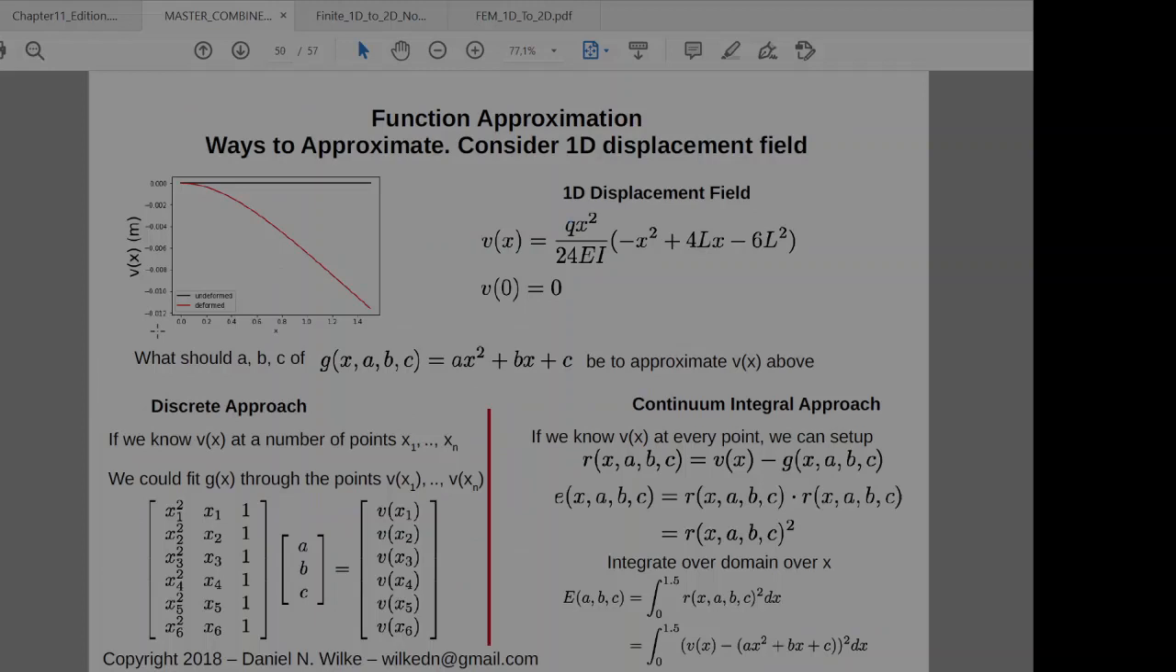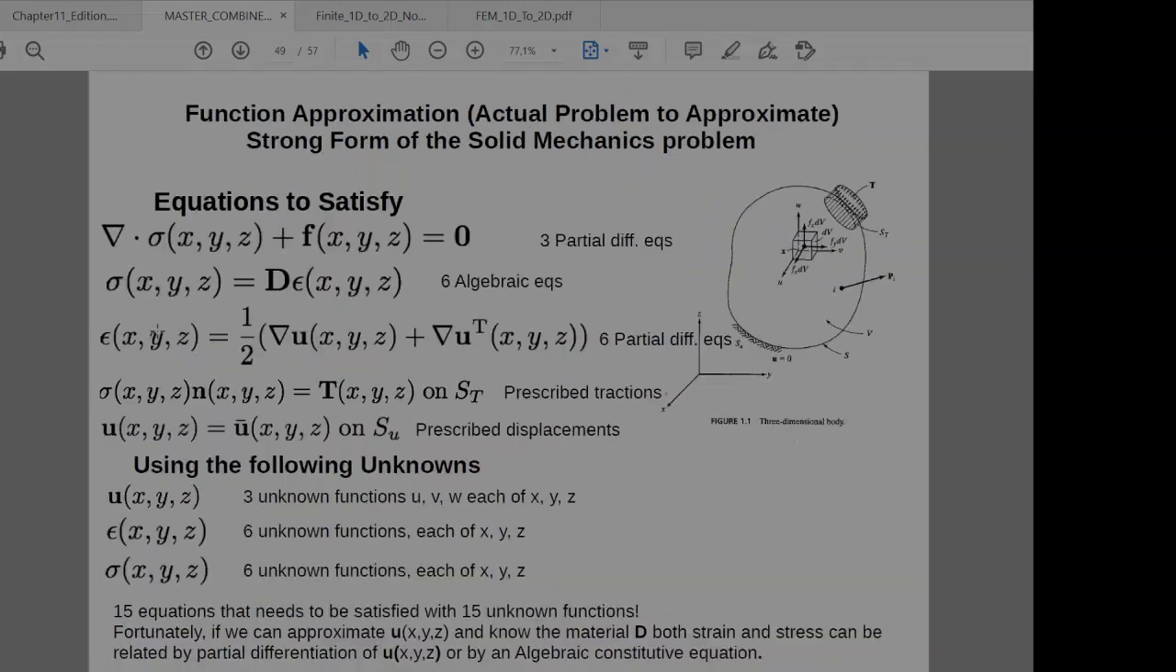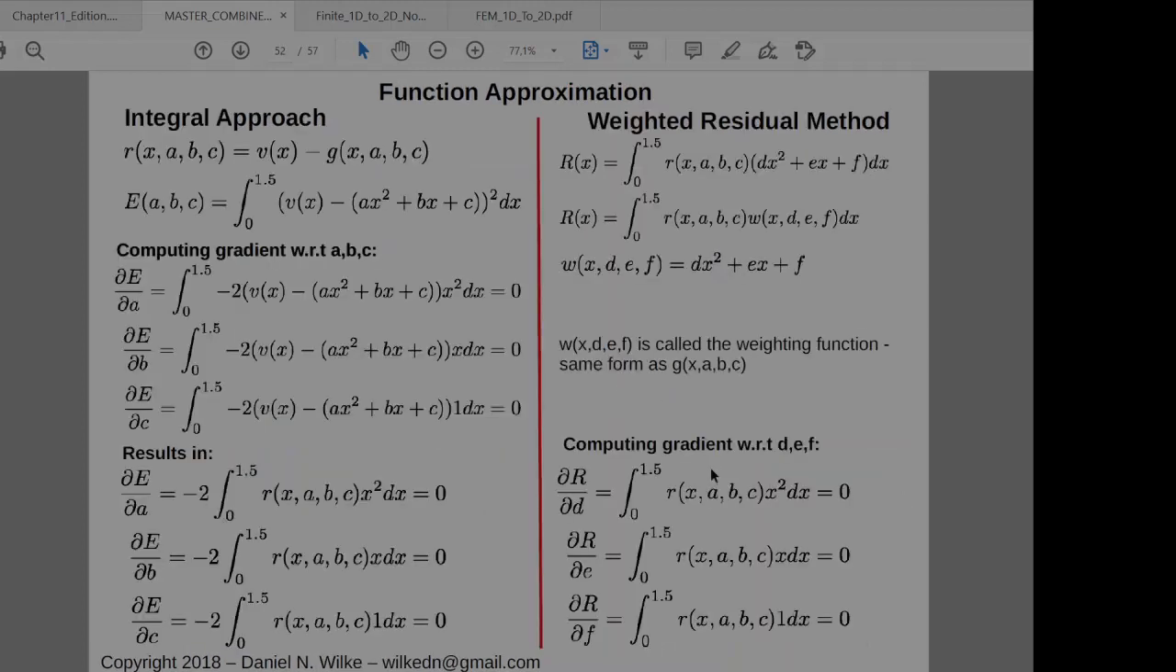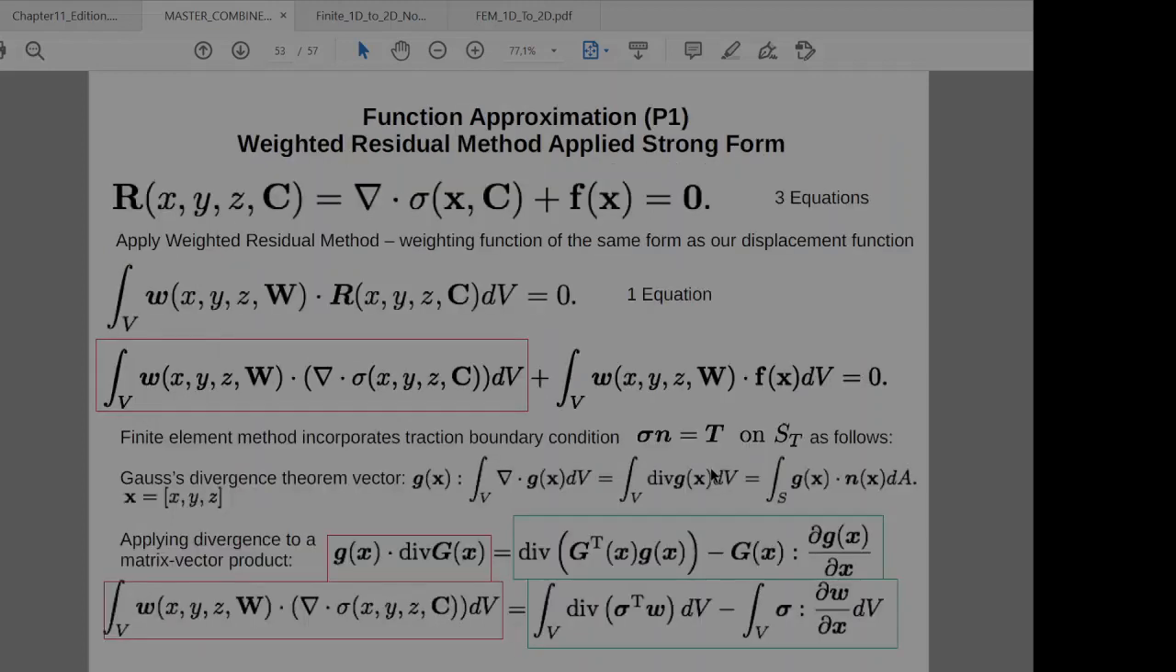Then we said, well, we need to approximate, we can't solve this problem, it's way too difficult. So to approximate this, we looked at ways to approximate using discrete sets of points, or, if we have the function but not explicitly, we want to try and approximate it, we can use an integral approach. And that's where we got to understanding that in the integral approach, what we solve is really just the error squared. It's exactly the same as the weighted residual method, which was derived from that, just writing the solution in a different form. This allowed us then to have the weak form.